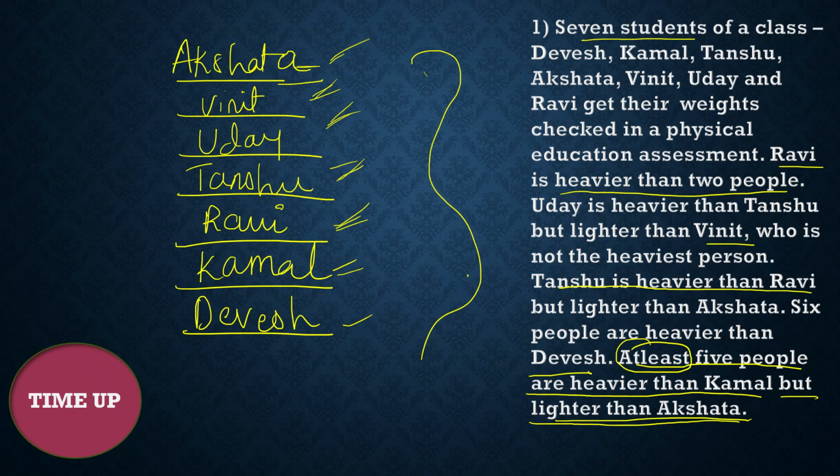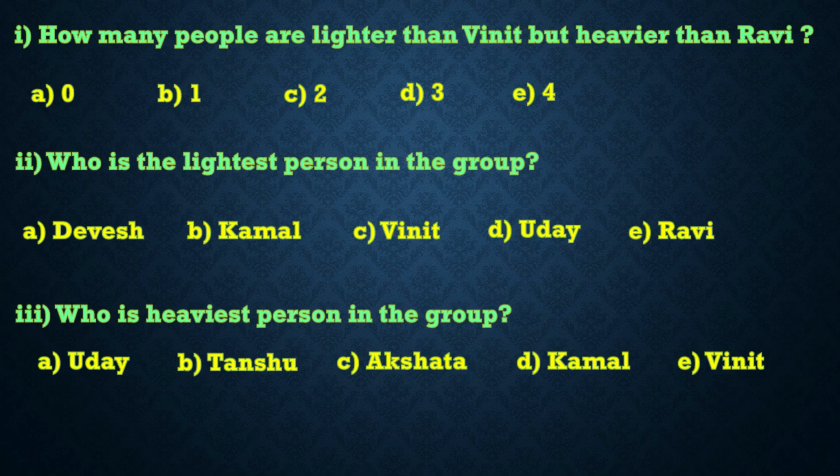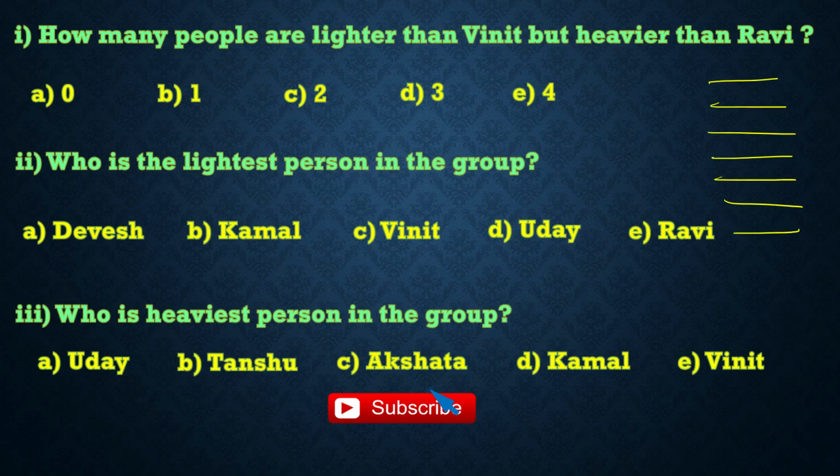Let us solve that. Here are your three questions. First, they have said how many people are lighter than Vinith but heavier than Ravi. Let me write down here the arrangement. First is Akshata, then we have Vinith, Uday, Tanshu, Ravi, Kamal, and last one was Divesh. This was the arrangement we got after solving the question.